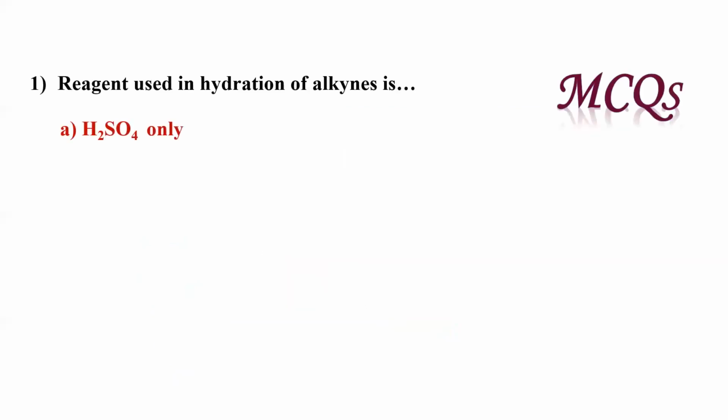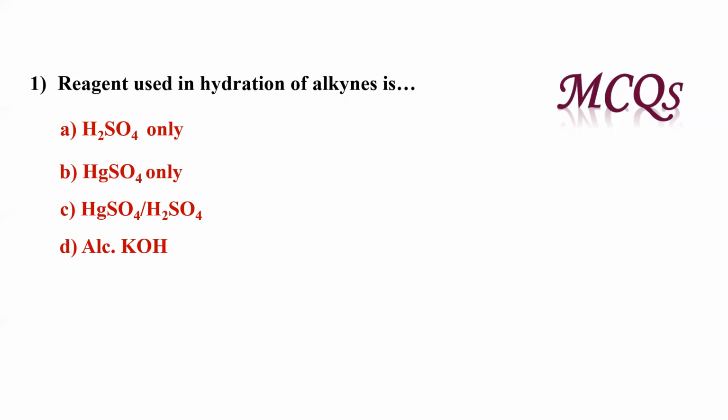Let's solve a few MCQs. Reagent used in hydration of alkynes: is it H2SO4? Is it HgSO4? Is it HgSO4 with H2SO4? Is it alcoholic KOH? We have seen the usage of H2SO4. We have also seen the usage of HgSO4 in hydration. So therefore, the answer is option C. What does alcoholic KOH do? Yes, it removes hydrogen and halogen. It carries out the dehydrohalogenation reaction.